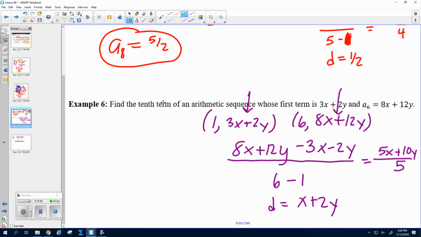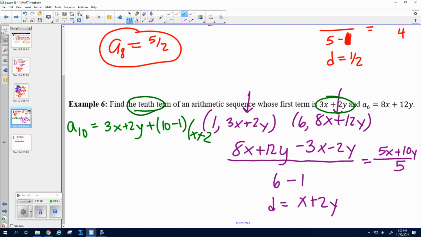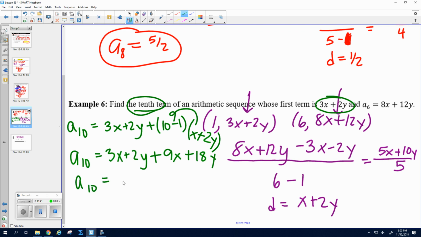Now let's find the 10th term. So we have a sub 10. And first is always a1, so my first term is this, 3x plus 2y, plus n minus 1, so 10 minus 1, times our common difference, which I just found, and work out all of our algebra. So this is a 9, and the 9 is going to distribute right here. So it's 9x plus 18y. And that gives me 12x plus 20y.